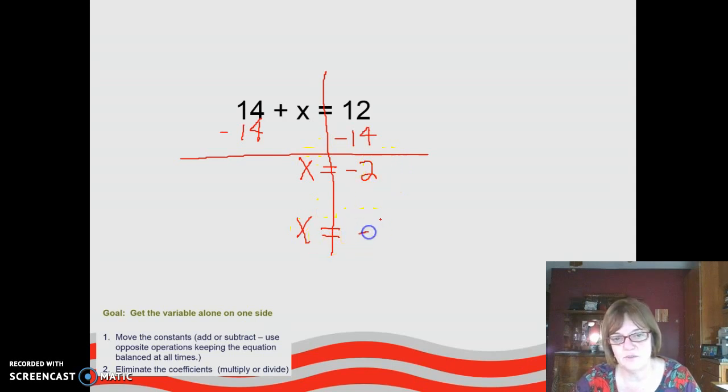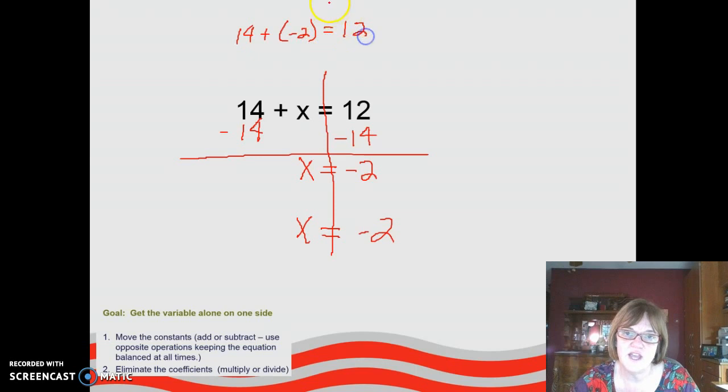Now I wrote it down here too, but you know, that's fine. I wanted you to just visualize this is my goal. And I can double check my work too. When we get into harder ones, this is going to be real important. Plug in the negative 2 where you see the x. So it was 14 plus negative 2 equals 12. Is that true? If it's true, we did it right.